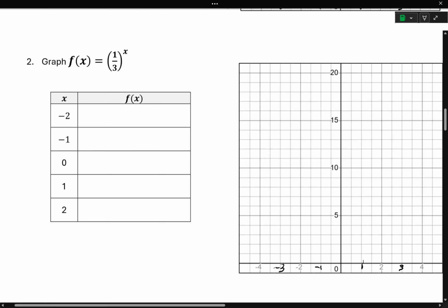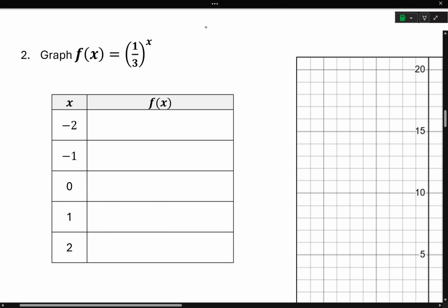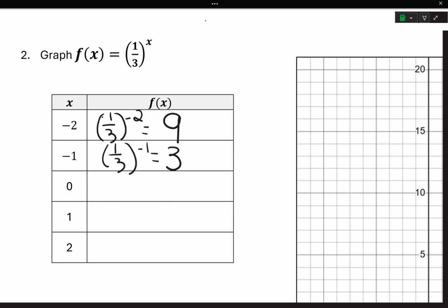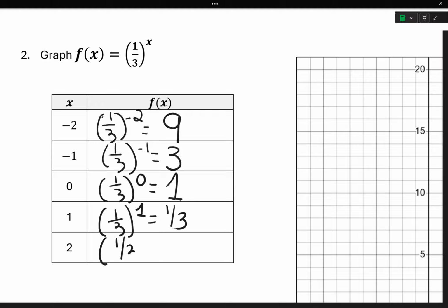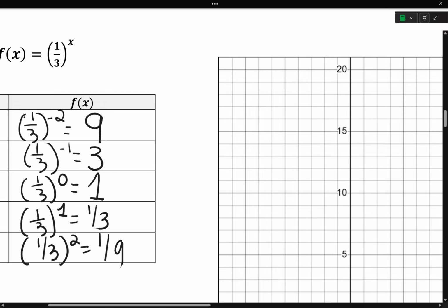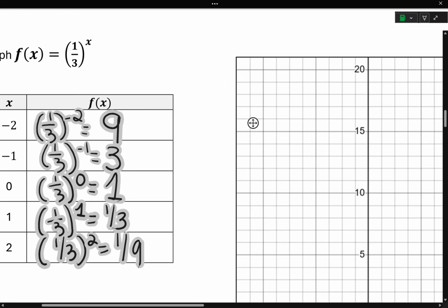Let's do number 2. Just like number 1, we're going to plug in that x, and I'm going to do that with every single x that I get. All right. I'm assuming you have a calculator and are doing the same. Okay. We got negative 2.